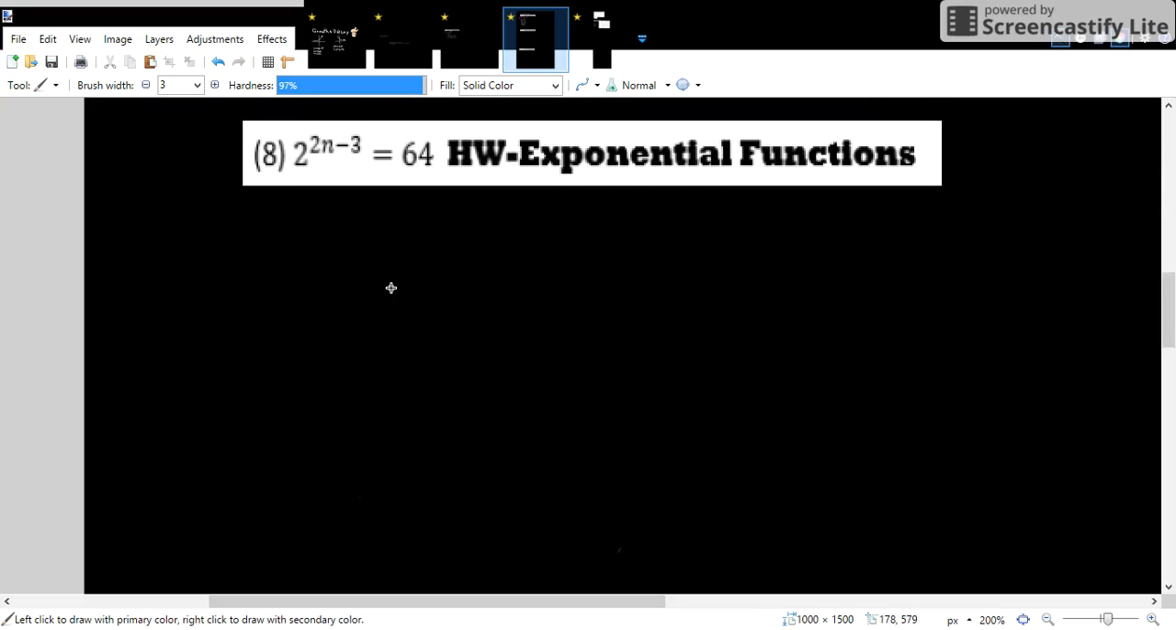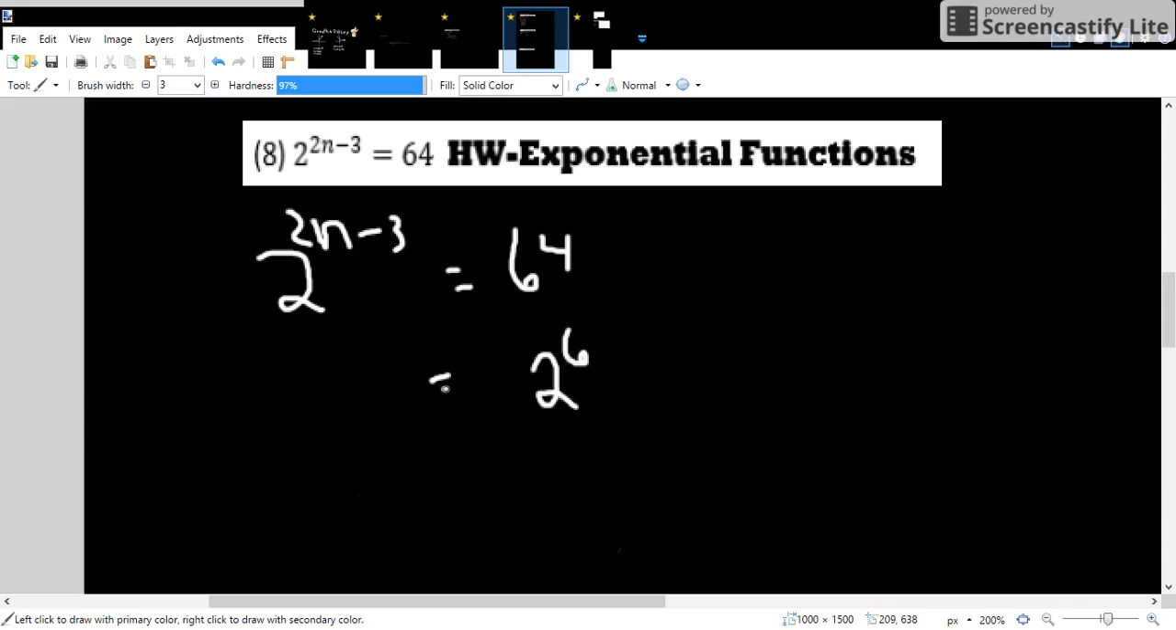Okay, let's do example 8. We have 2 to the 2n minus 3 equals 64. But notice we do not have the same base. We have 2 on one side and 64 on the other side of the equal sign. Well, we could write 64 as 2 to the 6th power. So now we have the same base on both sides.